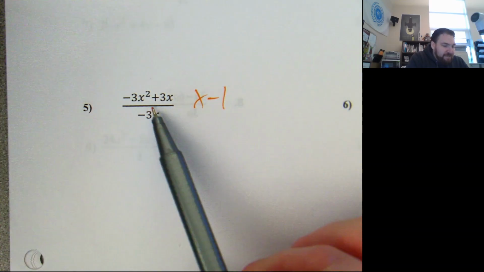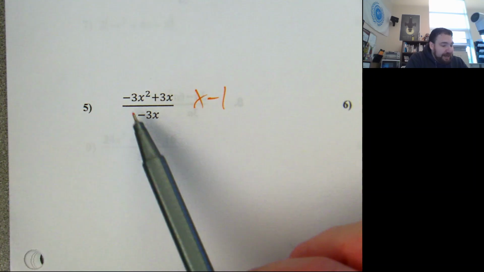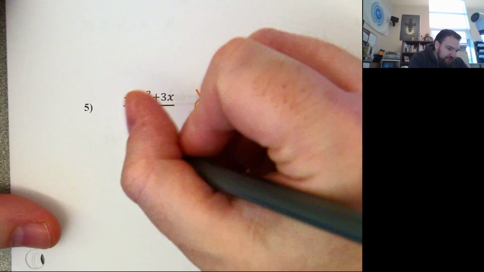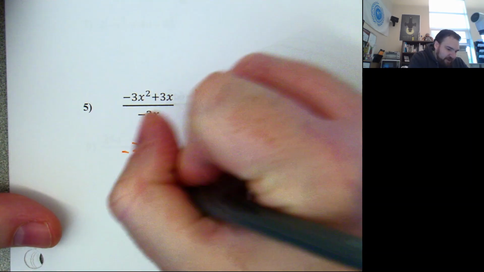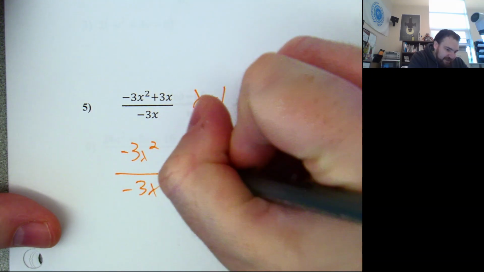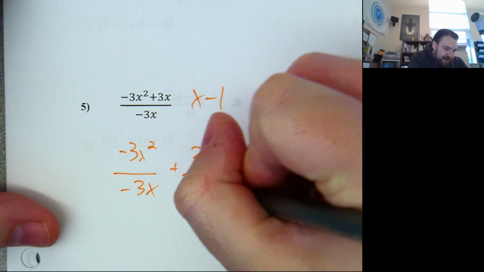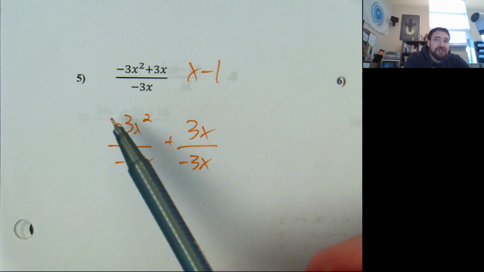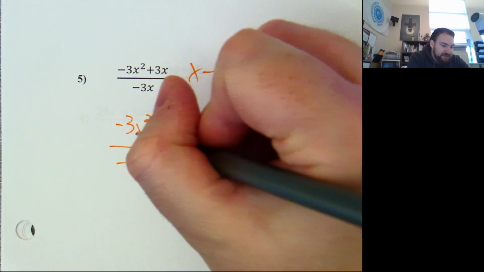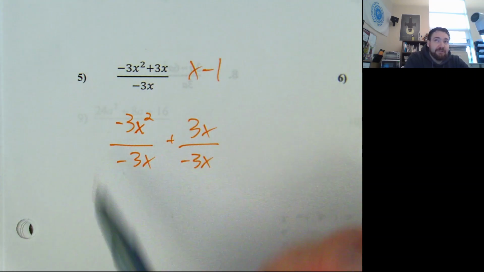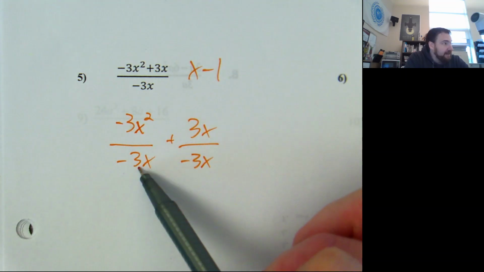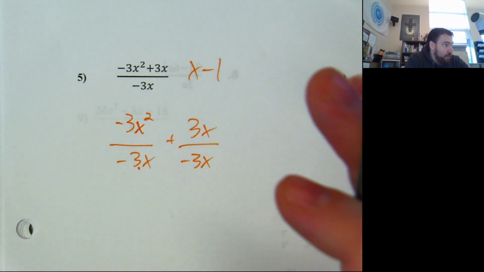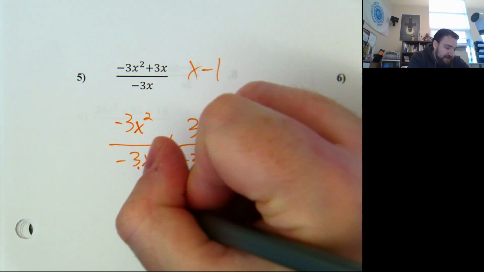So, first step should always be to break up your numerator, writing each term over the denominator. So you're going to get -3x squared over -3x plus 3x over -3x. And now we're just going to divide each corresponding piece in each fraction. So -3 divided by -3 is? Anything divided by itself is 1. So that's going to be 1.